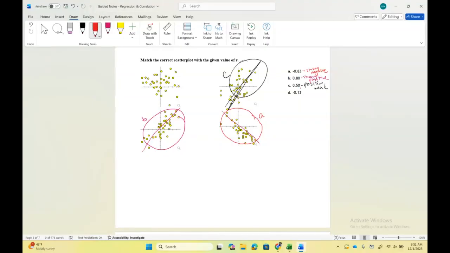All right, for this last one, D, this is pretty close to 0. So this is close to no relationship or an extremely weak one. So I'm going to say this is D. The points are kind of scattered about. There's no real trend. So there you go.